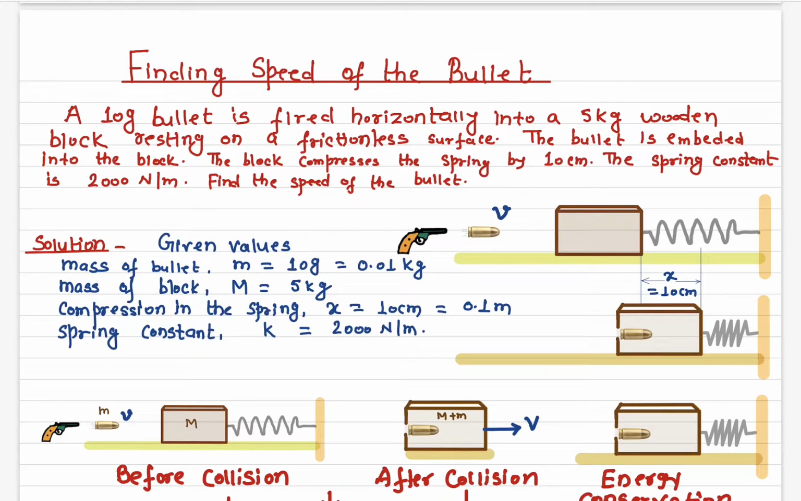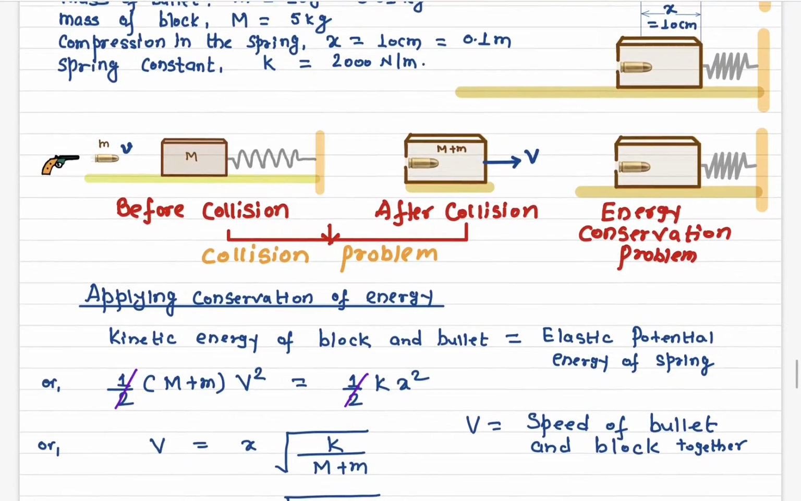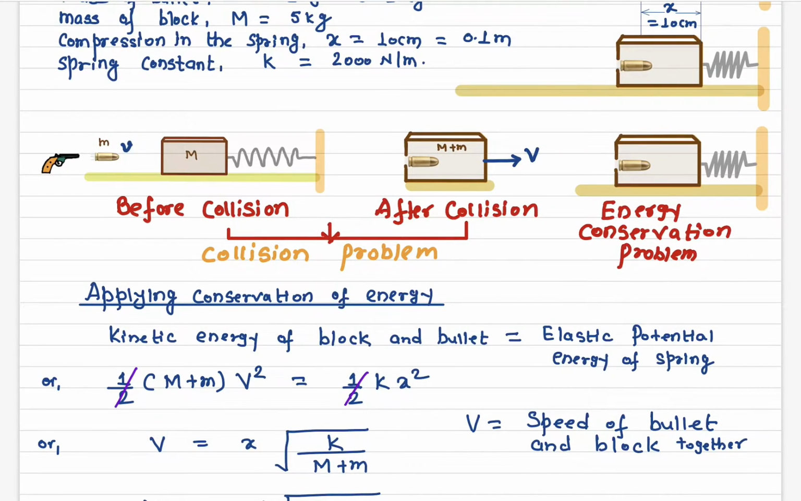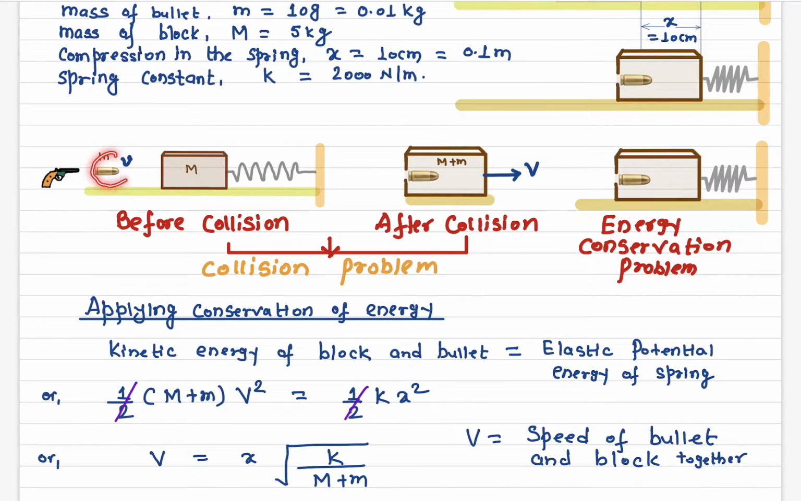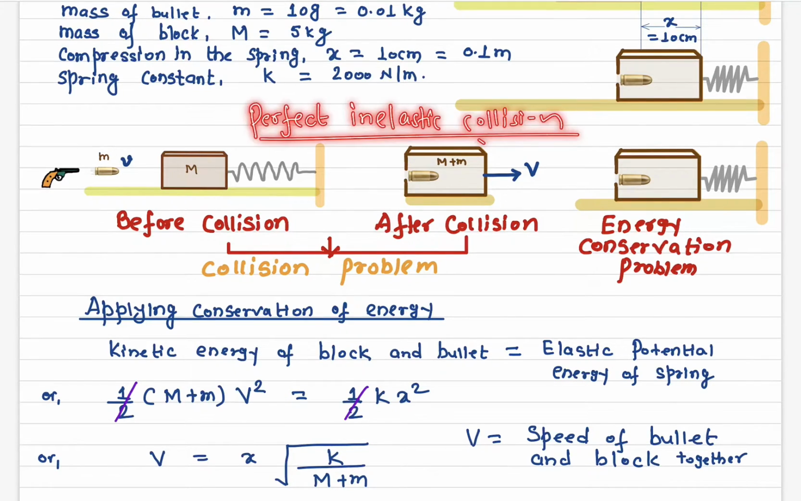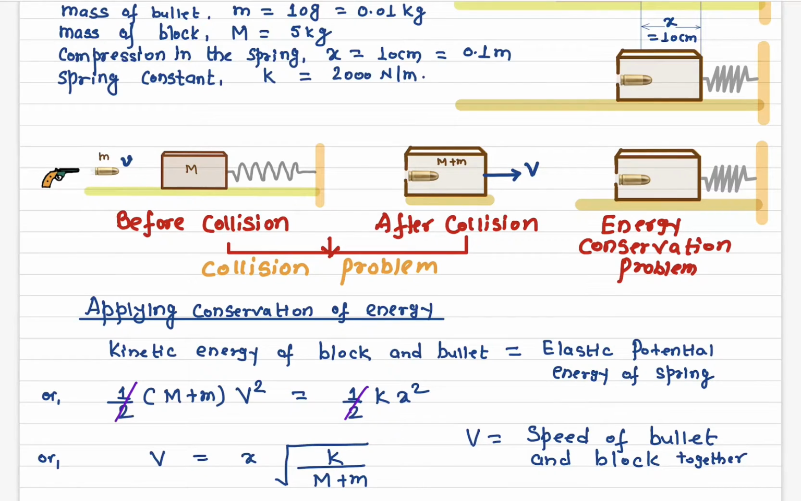And the spring constant, which is the characteristic of a spring, is 200 Newton per meter. That's the spring constant. So let's divide this problem into two separate parts. When the bullet hits the block, the bullet is now embedded into the block. This is a perfect inelastic collision. That means only the momentum is conserved, not the kinetic energy. And both the bullet and the block move together with a common velocity, that is v.